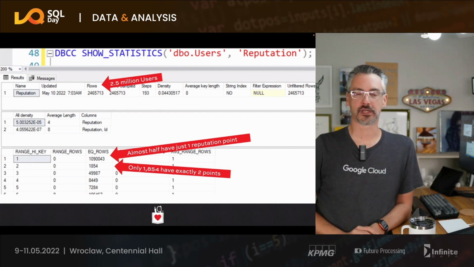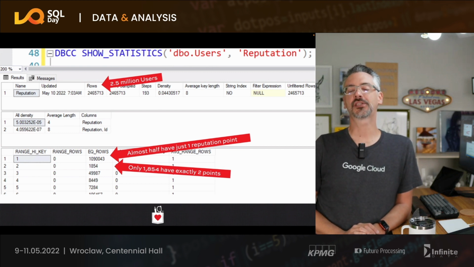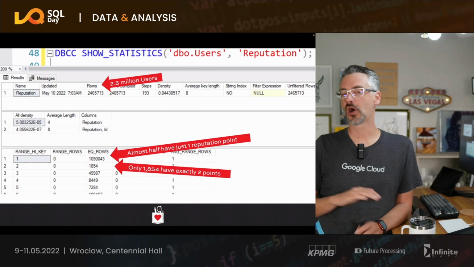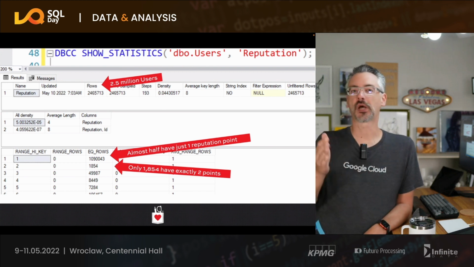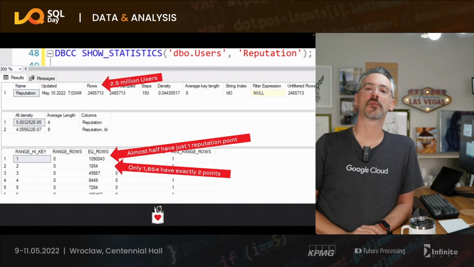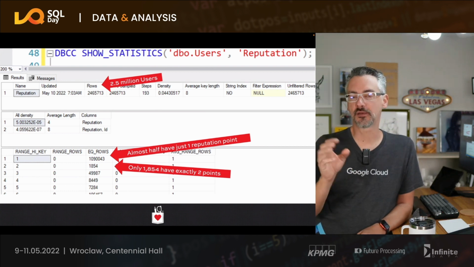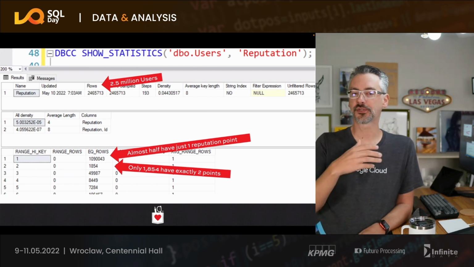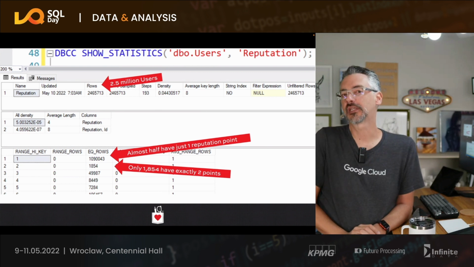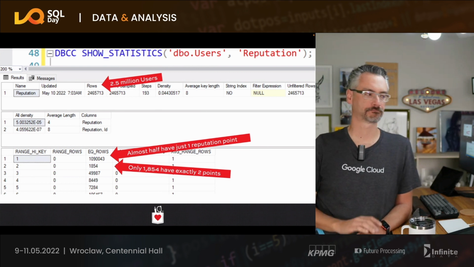At the bottom of that screen, there's something called a histogram, and a histogram sounds really scary. All it is is a bunch of buckets. SQL Server creates up to 201 buckets to describe how our data is distributed. It puts data into buckets together so that if I ask how many people match a specific number for reputation, SQL Server will go look at those statistics to guess how many rows will match.